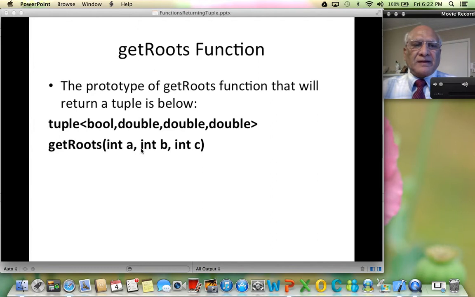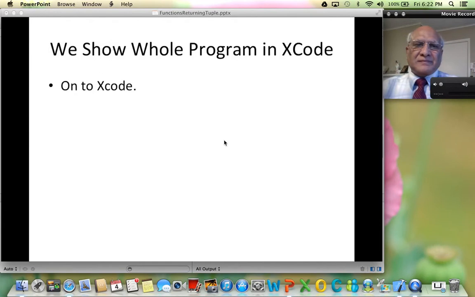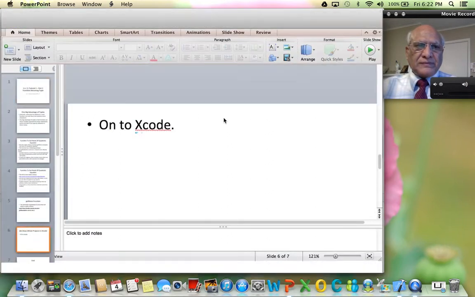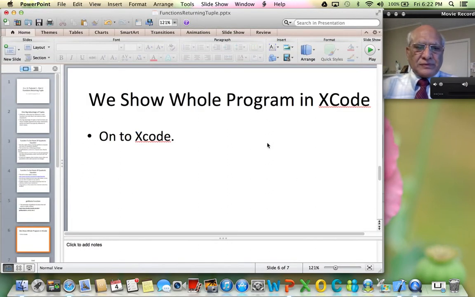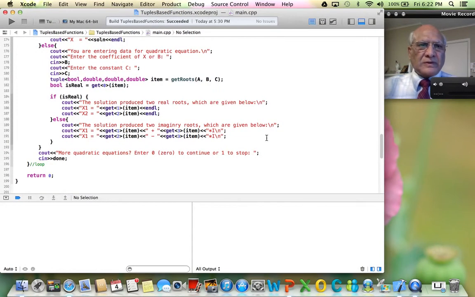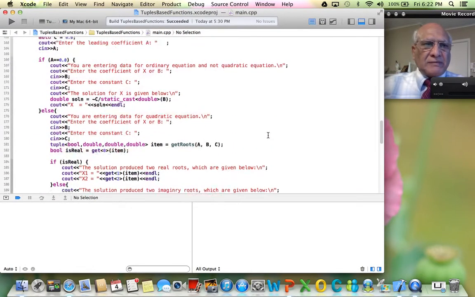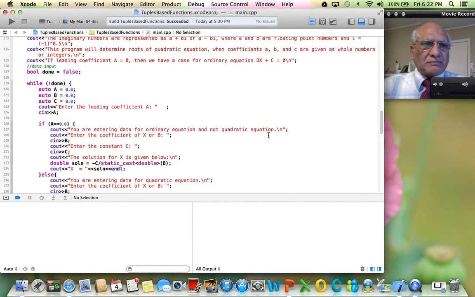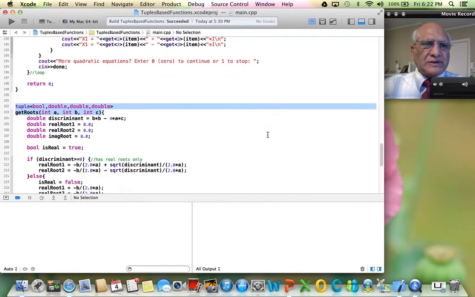A is the coefficient of x squared, b is the coefficient of x, and c is the constant for the quadratic equation. So we show the whole thing in Xcode. Let's go to Xcode. Our program begins. I'm not going to show the main first; I'll show the main a little bit later.